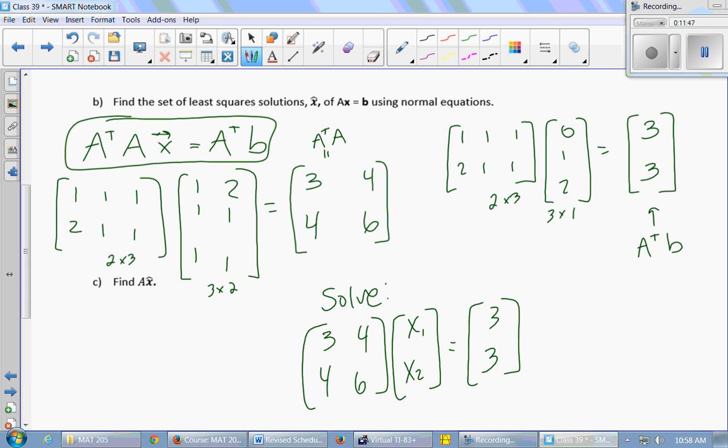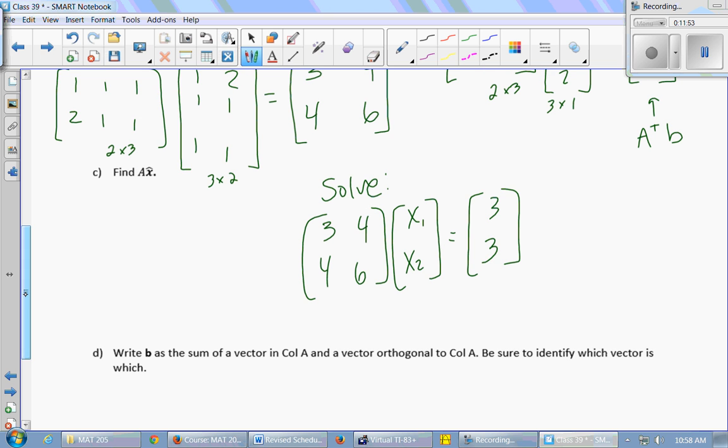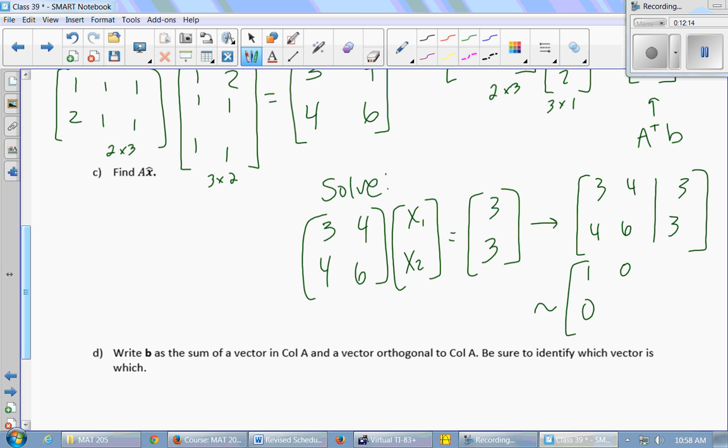How do you solve that thing? Row reduce the augmented matrix. So when I row reduce the augmented matrix, let's see, 3, 4, 4, 6, augmented with 3, 3. Okay, so that means that my x hat that I've been looking for is 3, negative 1.5. That's the vector that makes AX as close as possible to B.